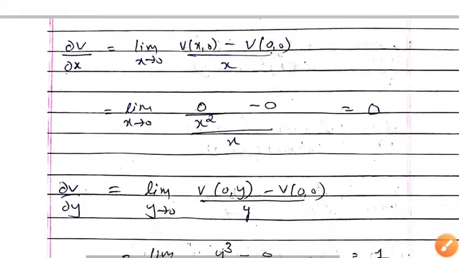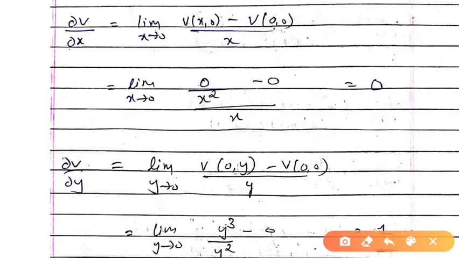Now next you have to find del v upon del x. Again the formula will be the same, but you have to put the values in v of x,y. Now limit x tends to 0, v of x,0 minus v of 0 upon x. Again, in place of y you have to put 0, and here you have to put both x and y 0. But where do you have to put it? You have to put it in v of x,y, in the imaginary part. So here the numerator turns out to be 0, so your answer will be 0.